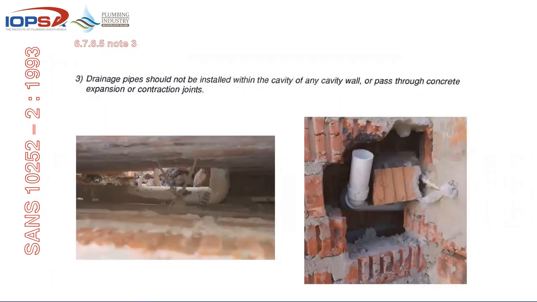Drainage pipes should not be installed in a cavity or any cavity wall or pass through concrete expansion or contraction joints. So once again, the reference going from 1993 as far as the drainage standard is concerned, right back to 10400 part K walls, says please do not go through an expansion or contraction joint, because you will end up getting caught when there's movement or a pipe pulls a joint or it starts leaking in a cavity, and someone needs to go and find that leak somewhere in whatever length of wall is causing the hassle.